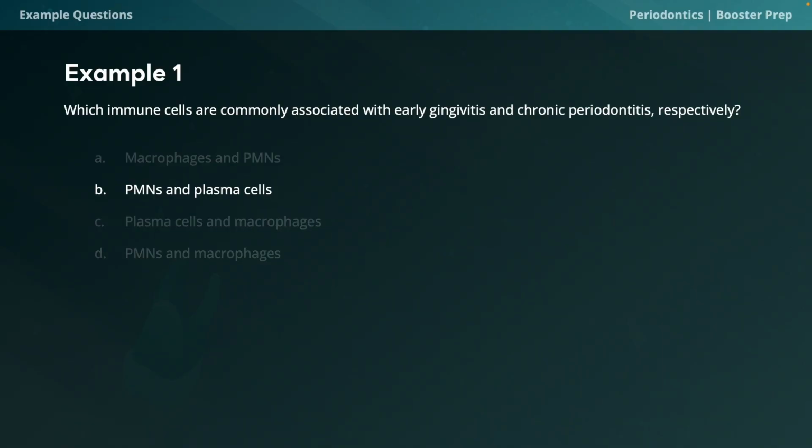The answer is B. PMNs, specifically neutrophils, are the dominant immune cells in early gingivitis. They're part of the innate immune system and act as the first line of defense against the initial buildup of plaque bacteria. In contrast, plasma cells dominate in periodontitis.